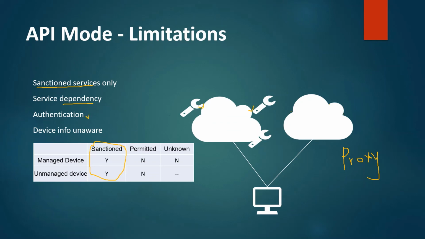And again, you will process the request coming in, but not all the APIs would be able to recognize the device information. So sometimes unmanaged devices, or any specific control applied to unmanaged devices, might not be addressable using API mode only. Again, you have to resort to proxy mode.